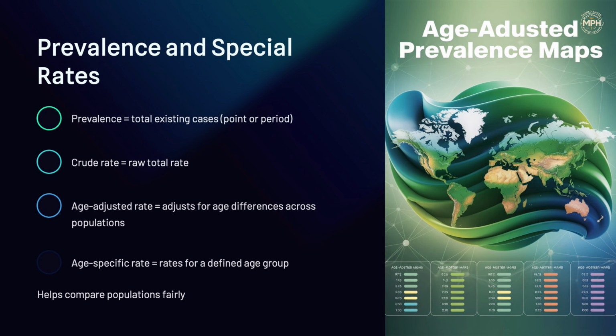Prevalence and special measures. Prevalence equals total existing cases at a given time, often shown as point prevalence. For example, 1 in 5 adults currently has hypertension. Other important rates: crude rate, a simple total rate, for example, crude death rate. Age-adjusted rate accounts for population age differences and is used for comparisons between regions or time periods. Age-specific rate is the rate for a specific age group, for example, cancer rate among 15-24-year-olds. These help describe how health outcomes differ by group, location, and time.